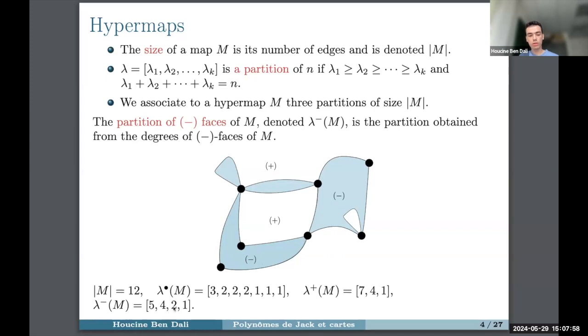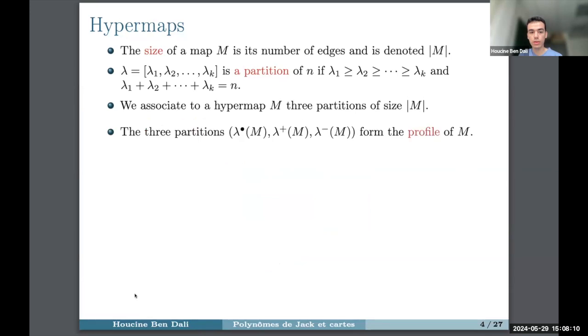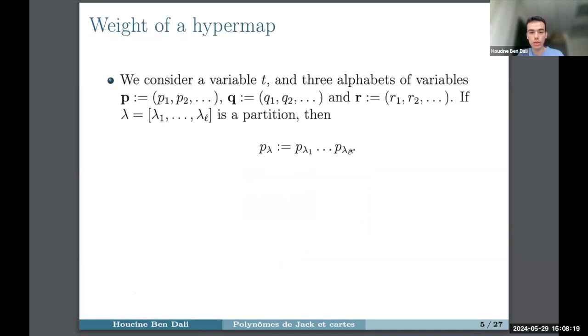And the first thing that we can remark is that these 3 partitions have the same size, and this size corresponds exactly to the size of the map. So it's 12. And we can consider the triplet of the 3 partitions, and we call it the profile of the map. So now the idea would be to consider the generating series of maps in which we control all this information, so the size and the 3 partitions.